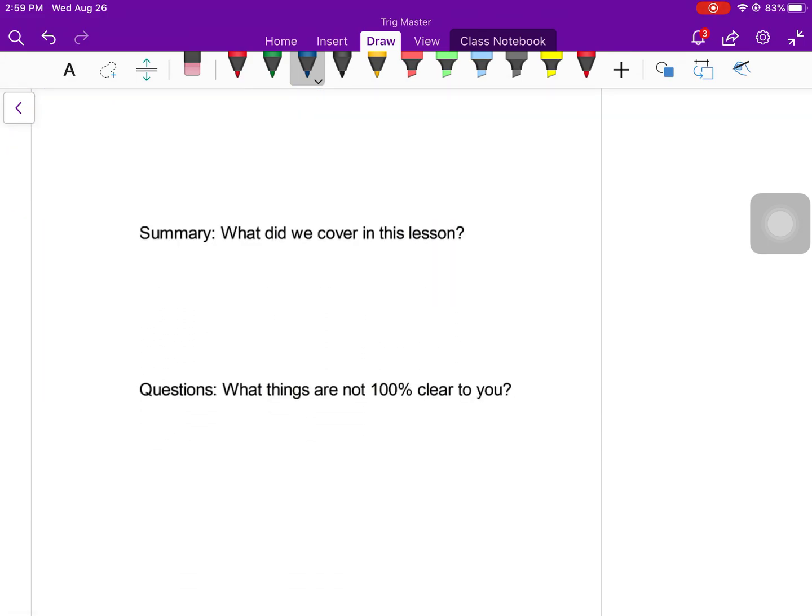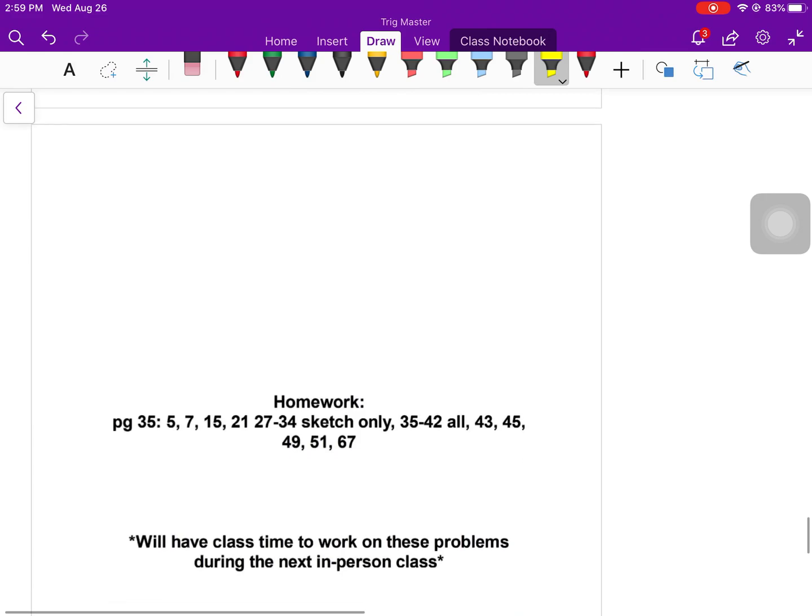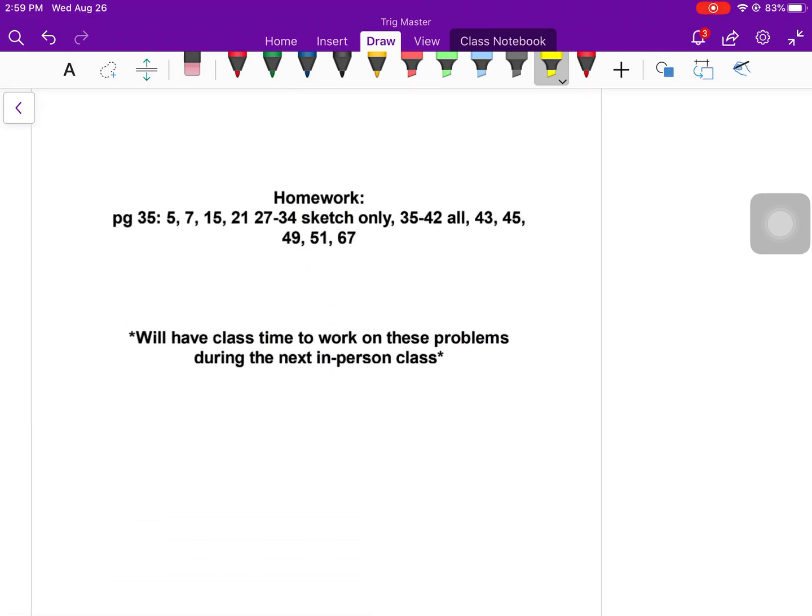So what did we cover today in this lesson? There is some new stuff and some complicated stuff. So this is going to be a good place to write your summary and to write questions about things you're not 100% clear on. Even if you're like 85% clear, jot a question down. I'll answer it when we come back to class in person. Then give a few of these homework problems a try. You do not have to do all of them. When you come back to in-person class, we'll have time to work and ask and answer questions.